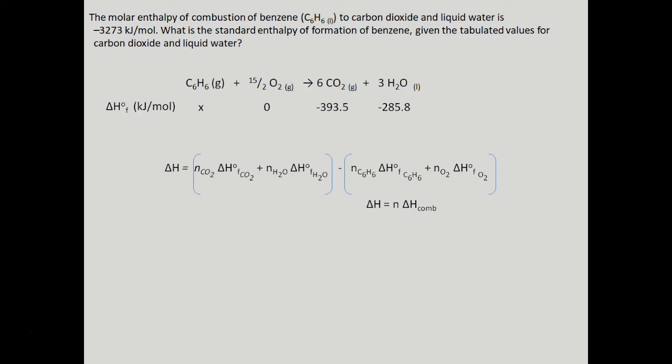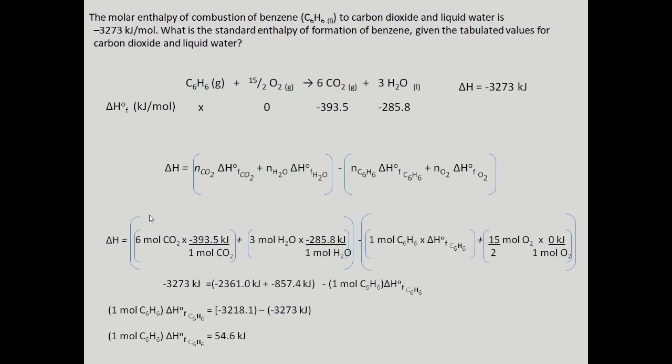Because our enthalpy change is equal to moles times our molar enthalpy, I can take my coefficient of 1 for the balanced equation and substitute it in, and I get that this balanced equation as written would release 3,273 kilojoules. So my delta H is negative 3,273. Now that we know our enthalpy change for the reaction, we can substitute our values into our equation.